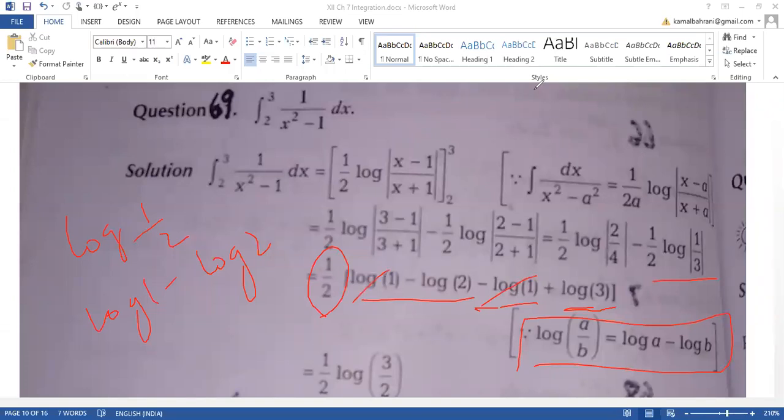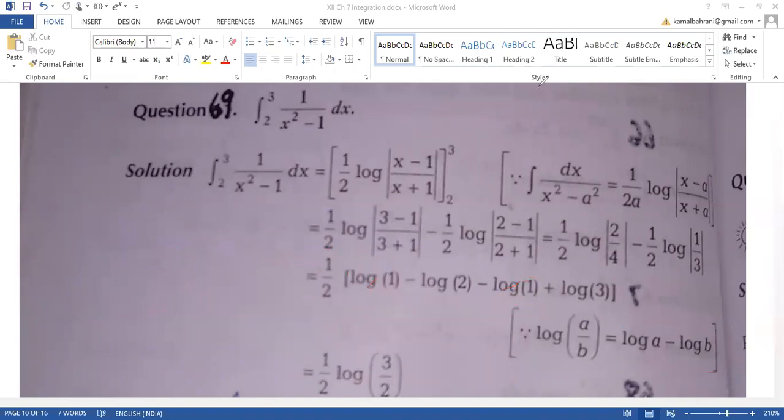Now this minus log 1 plus log 1 will get cancelled. Anyway, log 1 is 0. Then you will get log 3 minus log 2. So log 3 minus log 2 can be written as log 3 upon 2. Half log 3 upon 2, half is outside only. Clear? Then come to the next question.